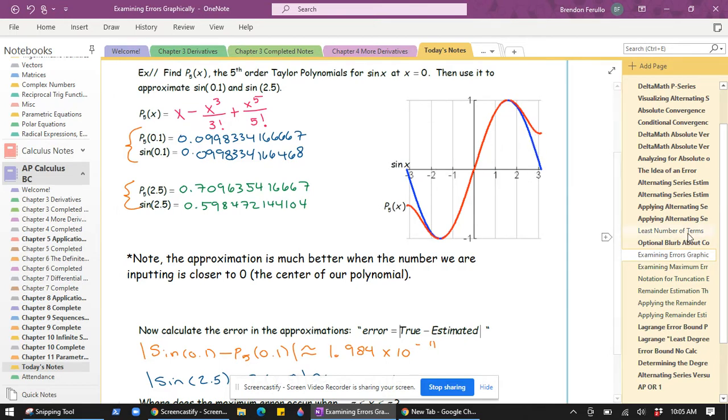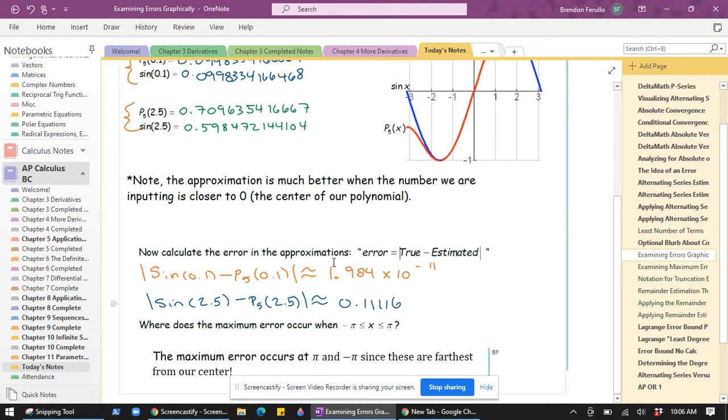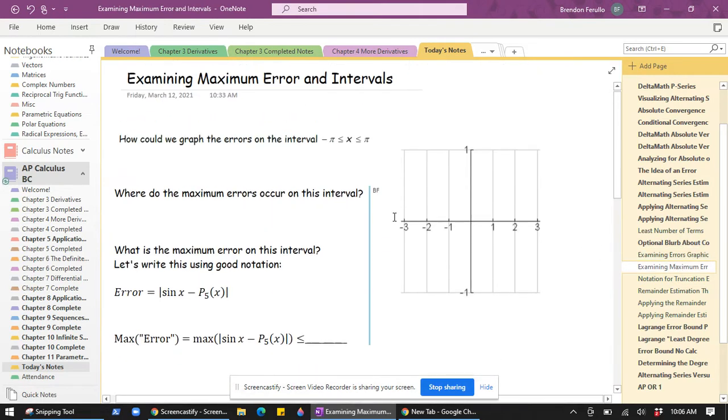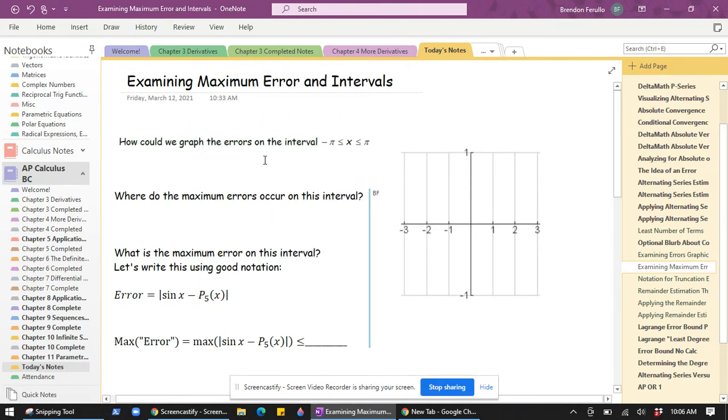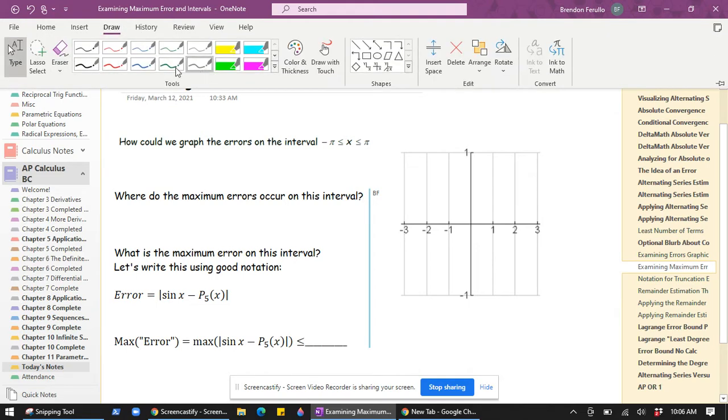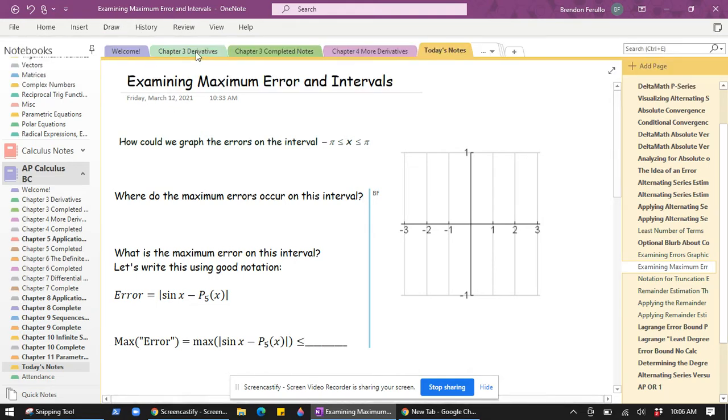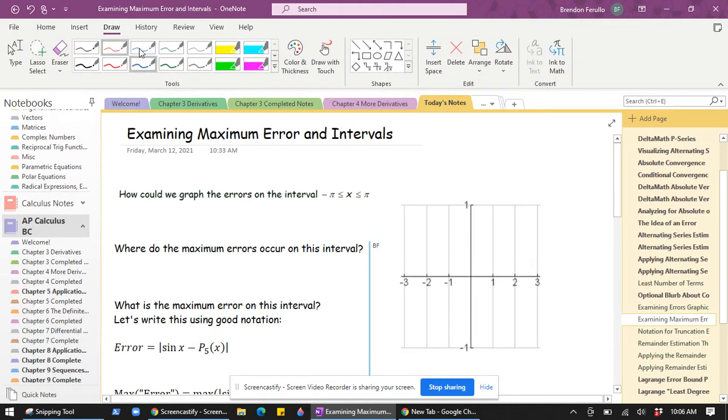All right, so we're going to take a little bit of a closer look at this idea of error, and we're going to actually look at a graphical approach to analyzing the error. All right, so this is how can we graph the errors on the interval negative pi to pi? Well, all we're going to do is notice that the error, so I wrote it in Desmos, you'll see it like a function. So I'm going to call it e of x, and I'm going to write here e of x is equal to, so with our errors, we're just considering the absolute value.